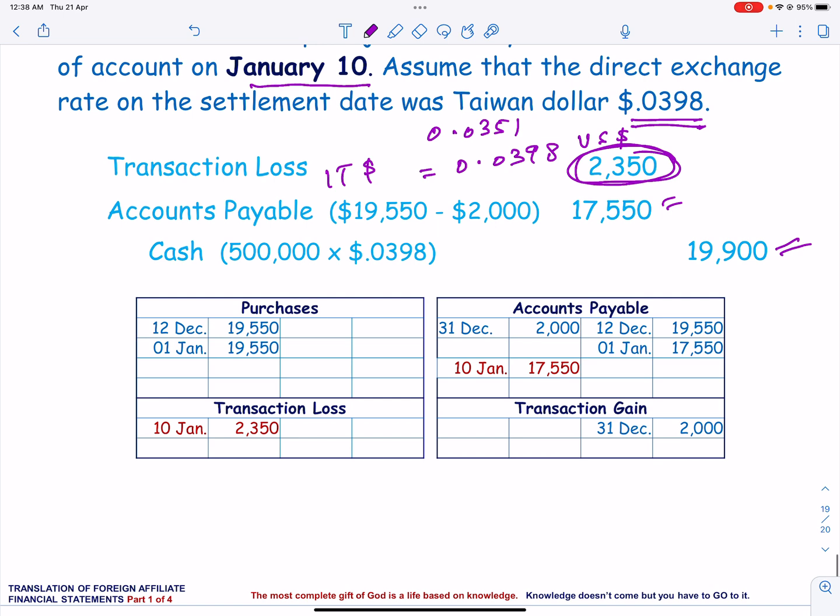So if you look at the net effect, there is a transaction gain of 2,000 and there is a transaction loss of 2,350. So the net effect is a loss of 350.